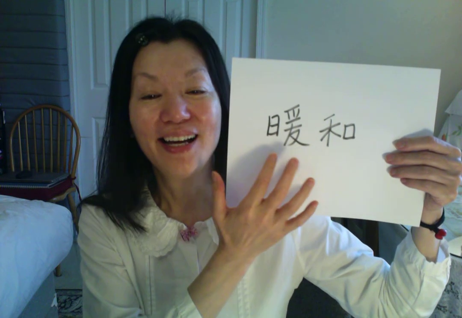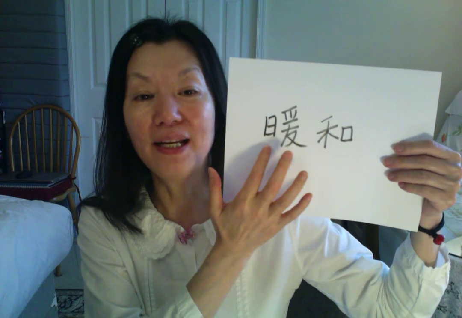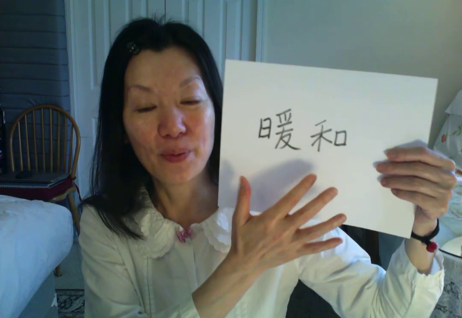暖和. Both the words. You can say 暖和. Okay. In English, 暖和, warm. Okay. Not always warm, sometimes not warm, right? That one here, 冷. Yes. In English, cold. 冷, cold. Then, next one.